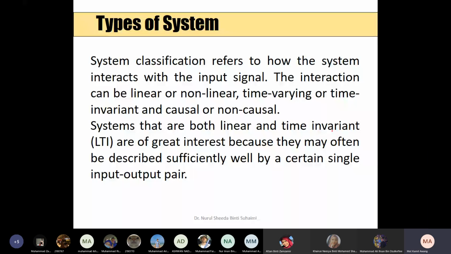What does it mean by linear, time invariant, and causal? We see later. Systems that are both linear and time invariant, LTI, are of great interest because they can often be described sufficiently well by a single input output pair. Normally, from a complex system, we try to model it as linear and time invariant as much as possible, so that we can simplify the calculation and analysis of the systems.